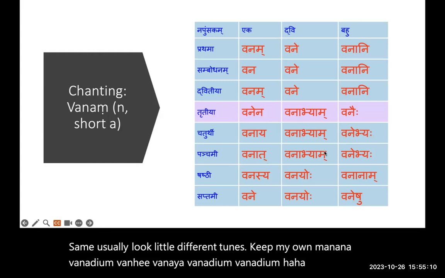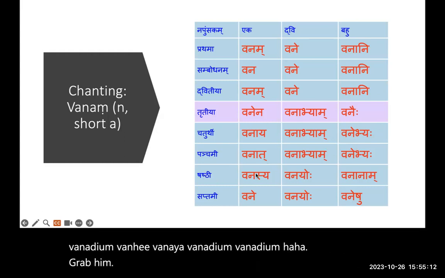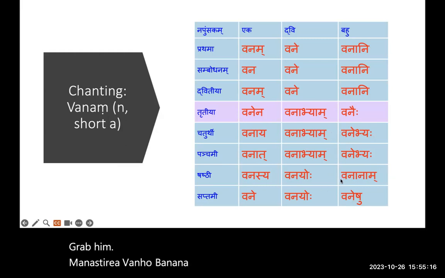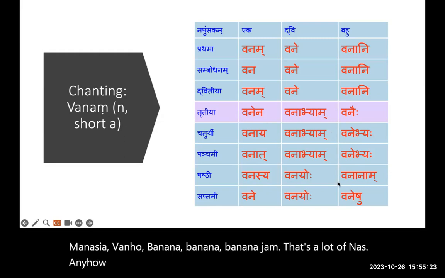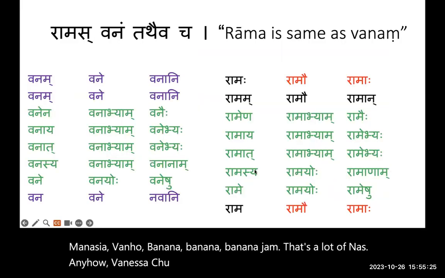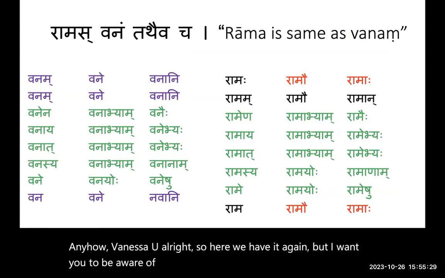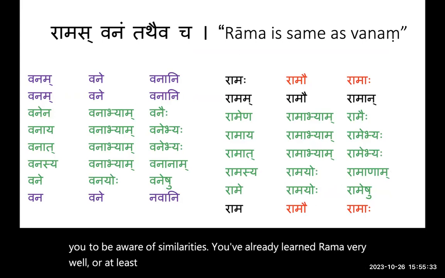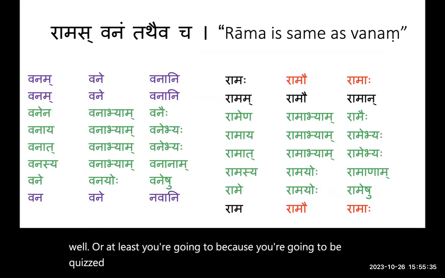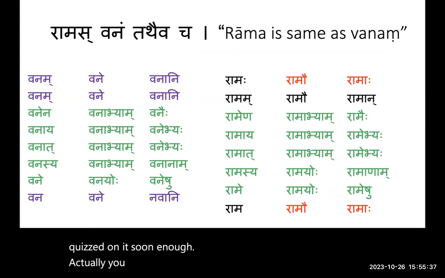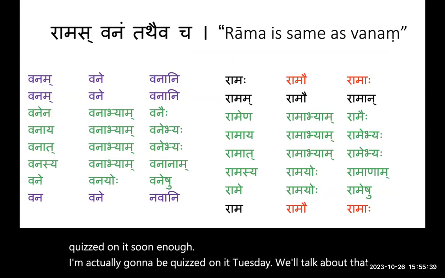Vanat, vanabhyam, vanebhyah. Vanasya, vanayoh, vananam, vananam. That's a lot of nas. Vane, vanayoh, vaneshu. All right. So here we have it again, but I want you to be aware of similarities. You've already learned Rama very well, or at least you're going to, because you're going to be quizzed on it soon enough. Actually, you're going to be quizzed on it Tuesday. We'll talk about that at the end of class.